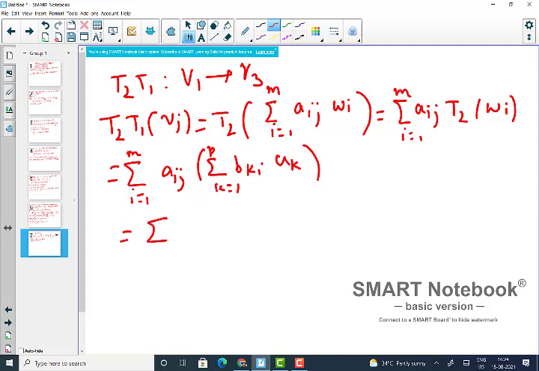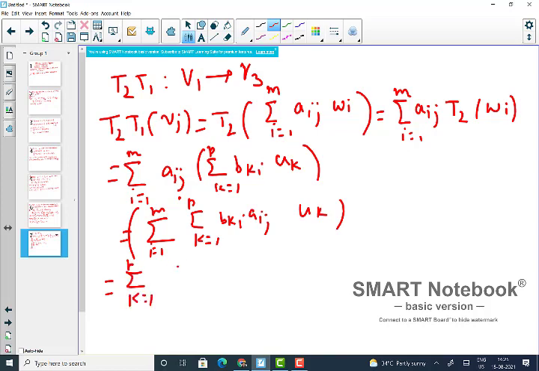So what does that mean? That means this is the double sum over i equal to 1 to m, and then k equal to 1 to p, BKI into Aij. Okay, this is the full sum. Maybe we can take the inside sum outside. Okay, so now interchange the sum. What will we get? We will have it in terms of k, so k equal to 1 to p, summation i equal to 1 to m.